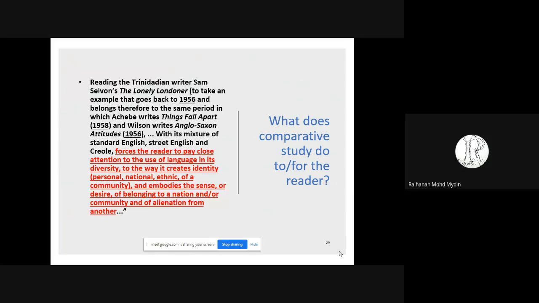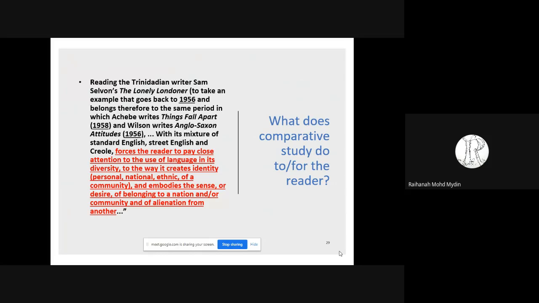Yet each text is set in different locations, right? One is in the Caribbean, another one is in the continent of Africa, and another one is in the British Isles. And the language used is also different, right? One is standard English, another one's street English, and another one is Creole, which is a mixture of English with the Caribbean languages, maybe French, maybe any other languages in Trinidad.